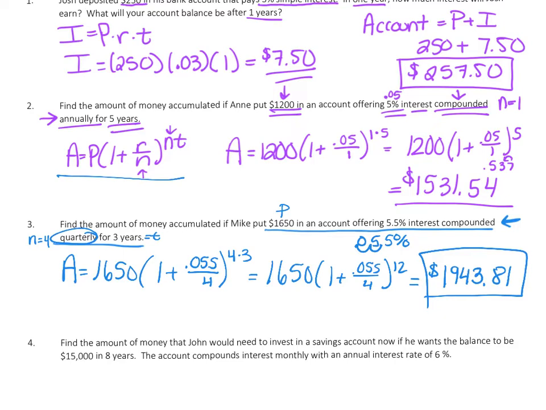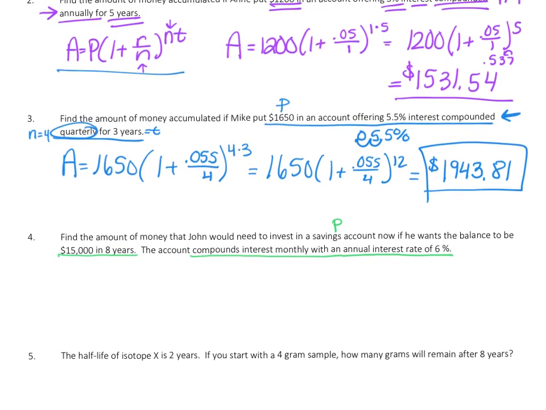Question 4 says, find the amount of money that John will need to invest in a savings account if he wants the balance to be $15,000 in 8 years. The account compounds monthly with an annual rate of 6%. All right, so this is a little bit different. They want me to find the principal. That's what they want me to find, the starting amount. So we're still going to use this compound interest formula from 2 and 3.